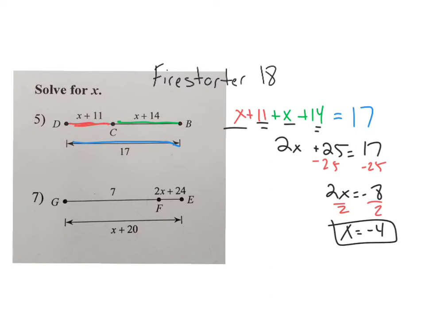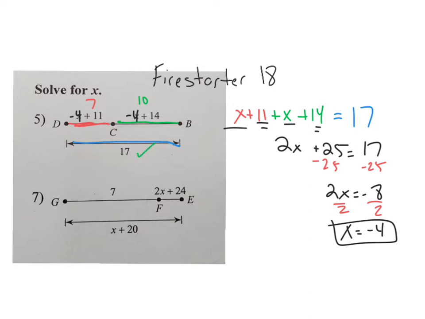Now you can always double check your work too. So if I put negative 4 in right there, and right there, right? The red piece would turn into positive 7. The green piece would turn into positive 10. Well, 7 plus 10 does equal 17, so it works, right?